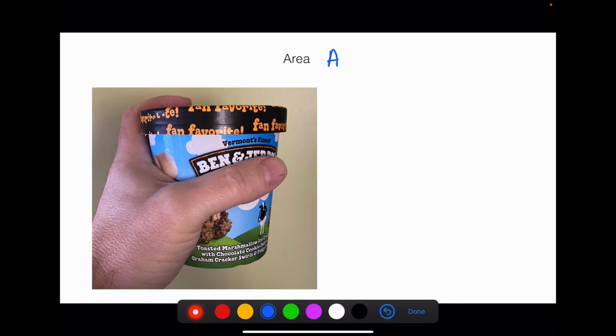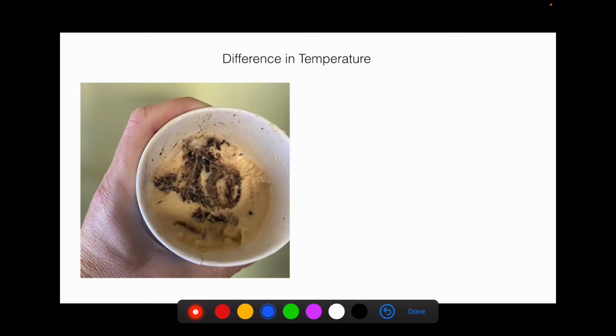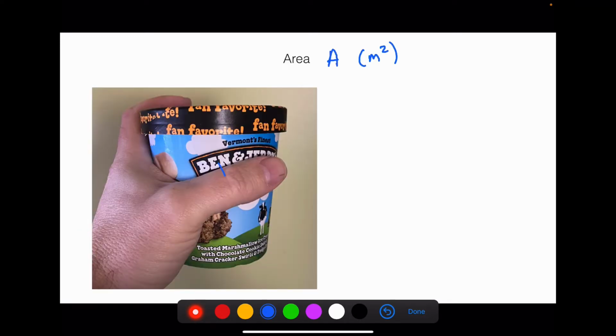The next factor is area. That's going to go by capital A, and it's going to be measured in meters squared. I hope you can see that every square centimeter of area is another spot for heat to pass into the container of ice cream. So more area means more heat transfer. If I double the area, I double the amount of energy that's able to get into my ice cream.